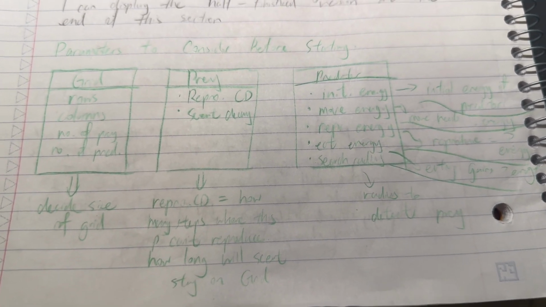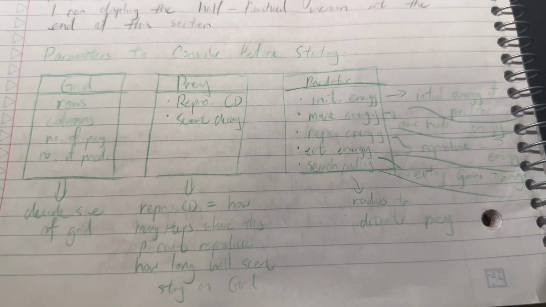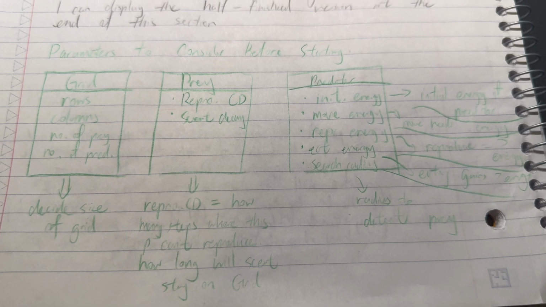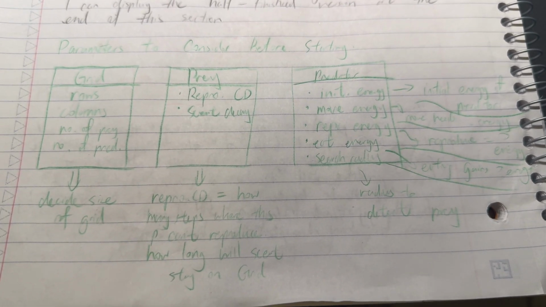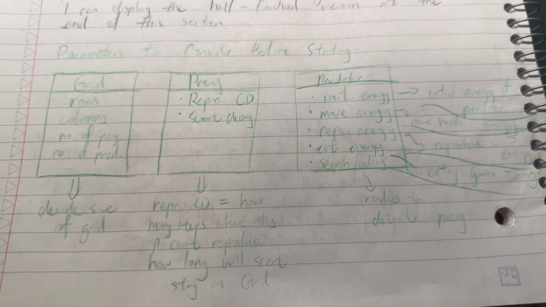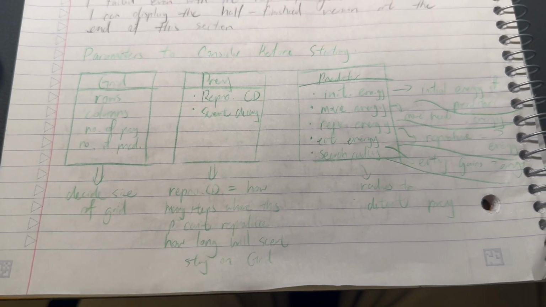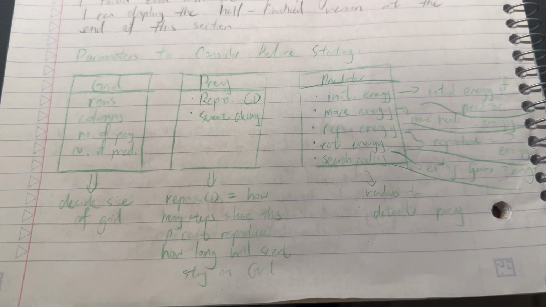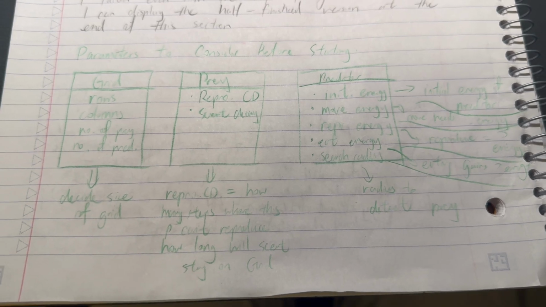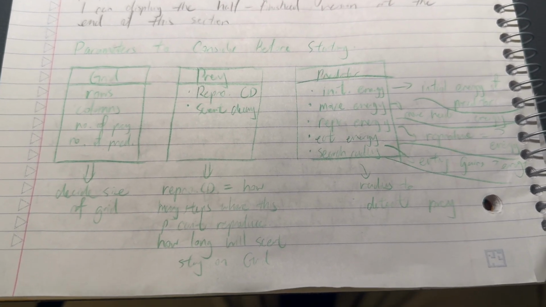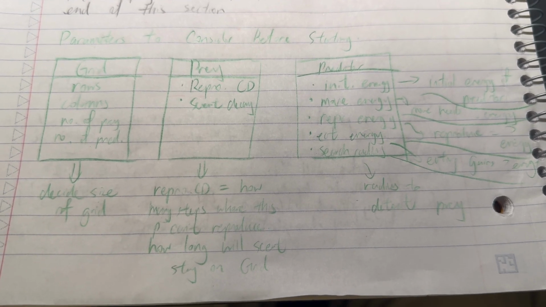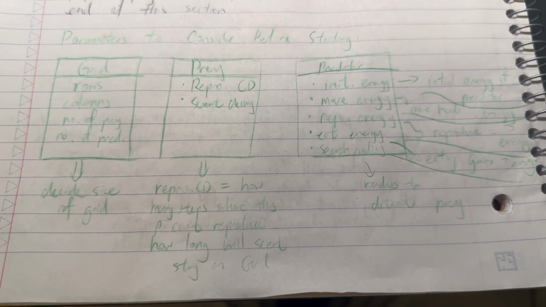First of all, their initial energy, so the energy that they're spawned with, and the move energy, so how much energy it takes for them to move one unit to the adjacent unit. And then the reproduction energy is how much energy it's gonna cost them to reproduce. And then the eat energy is how much energy they'll gain from eating a prey. And then the search radius would be the radius within which they will not be dormant and start chasing after the prey.